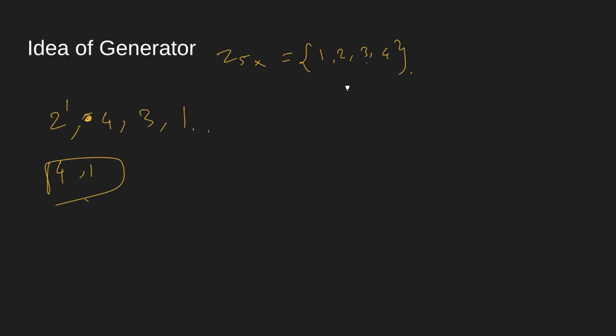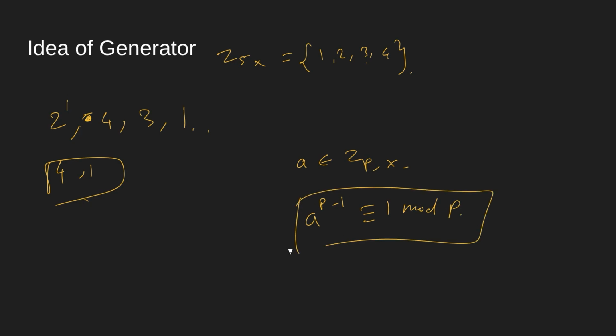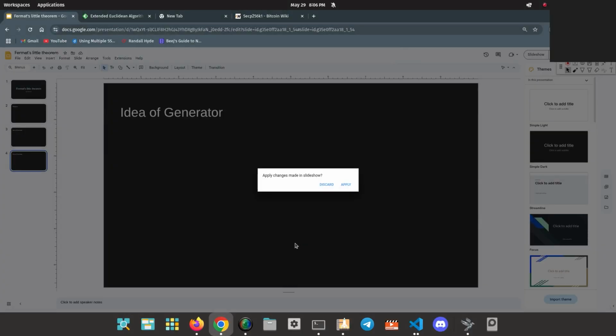But the idea of Fermat's Little Theorem is that it doesn't matter whether the element inside the multiplicative group is a generator or not, we can essentially say any a belonging to Zp under multiplication, a to the power p minus 1 is congruent to 1 mod p. So this is what we can conclude. Right. That's the end of this video.